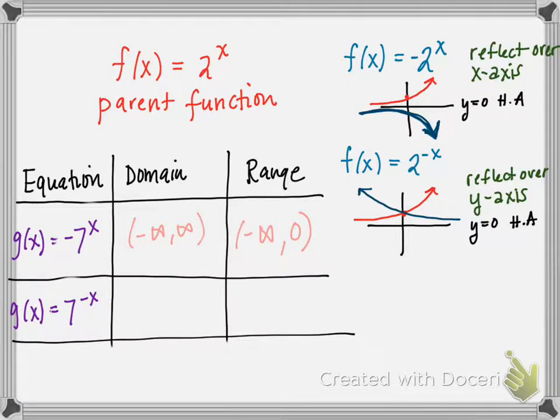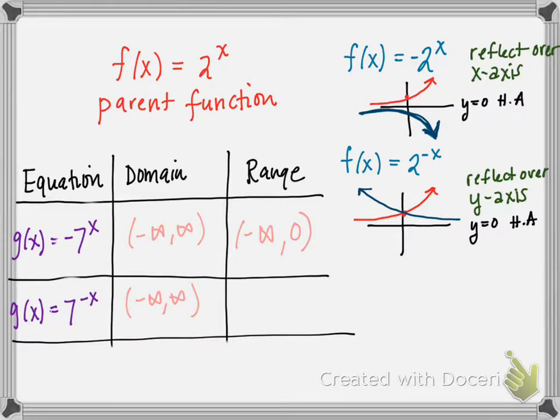So for this last one, we notice that there's a negative included with the exponent, so we're looking at this picture here. So it's a reflection over the y-axis. So our domain is our x values. How far left does it go? Forever to the left. And how far right does it go? Forever to the right. So again, negative infinity to positive infinity.